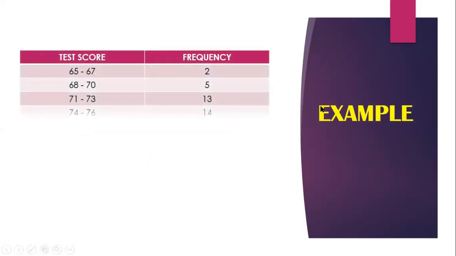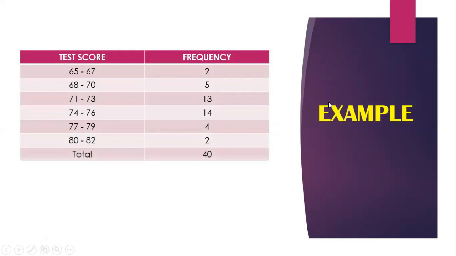Okay, this is an example, everyone. Look at the data below. This is the test score of a mathematics test. 65 to 67, the frequency is 2. 68 to 70, the frequency is 5. 71 to 73, the frequency is 13. Until the last row, 80 to 81, the frequency is 2.